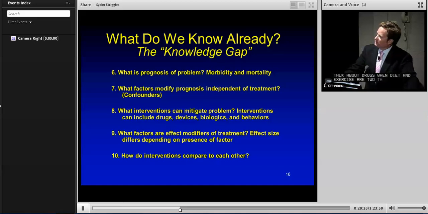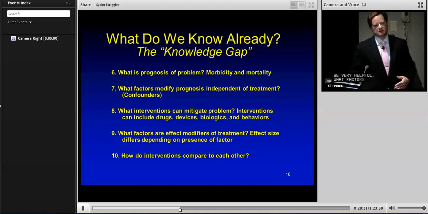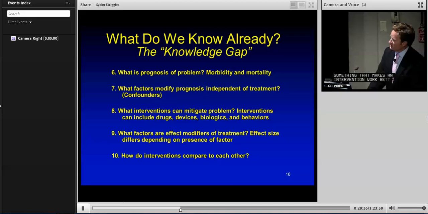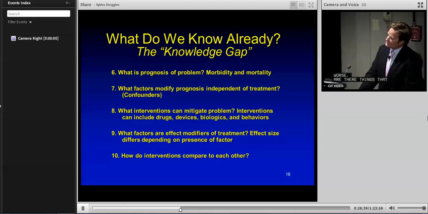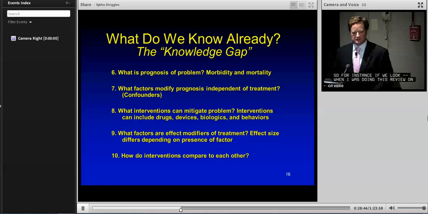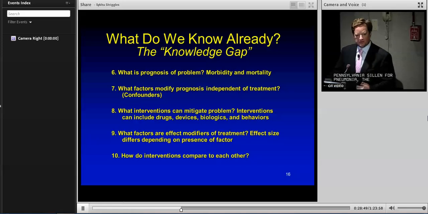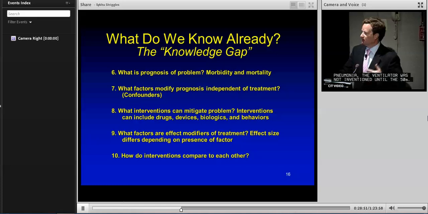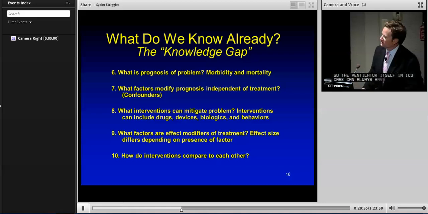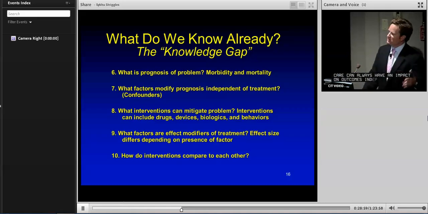What factors are effect modifiers of treatment? An effect modifier is something that makes an intervention work better or work worse. And are there things that actually make things work better? So for instance, when I was doing this review on penicillin for pneumonia in the 1930s, the ventilator was not invented until the 1950s. So the ventilator itself and ICU care can also have an impact on outcomes independent of whether you get an antibiotic. So how relevant that data from the 1930s is now could be mitigated by things like ICUs and ventilator care.